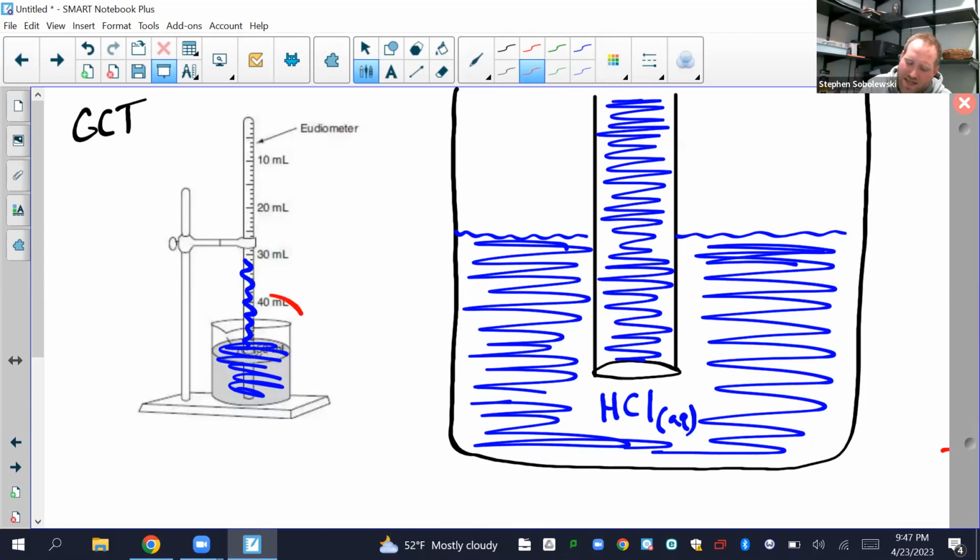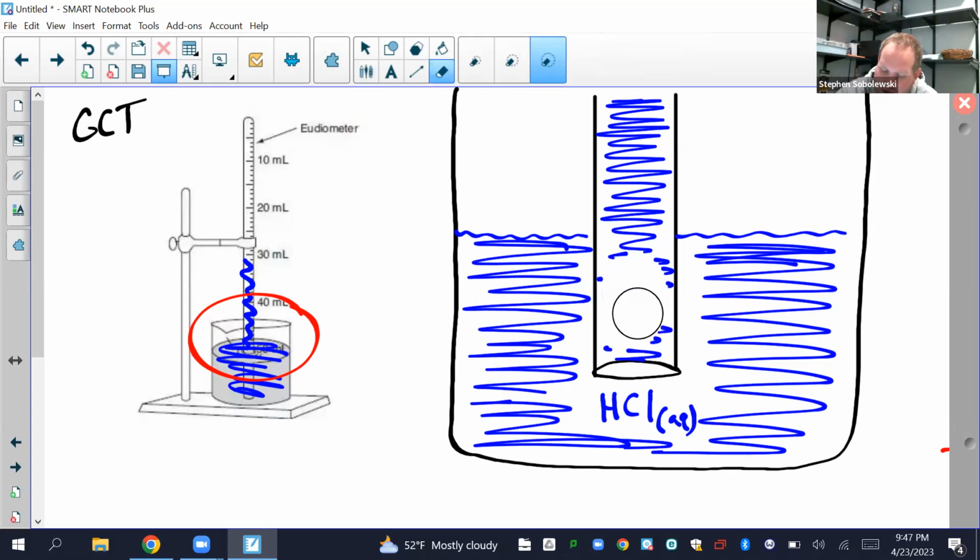So I'm zoomed in now right about here, right where the eudiometer sits in the bottom of the beaker. Now we're going to fill this with HCl, hydrochloric acid. The HCl is going to be in the tube, in the eudiometer. It's going to be in the beaker. Basically, we need a lot of HCl down here. Now, where do we need the magnesium to be? It has to be right here, right in the middle, Mg.